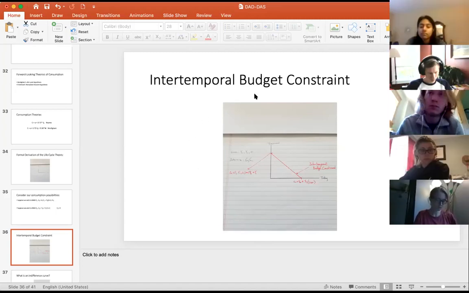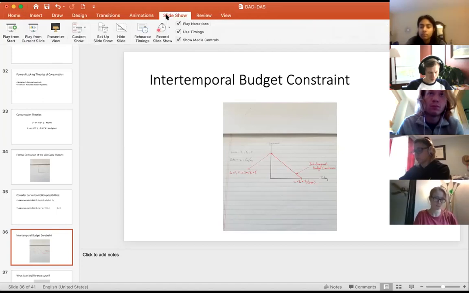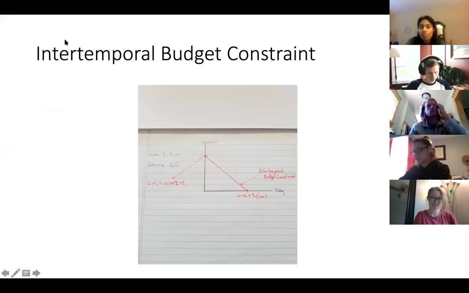Professor, could you make the graph a little bit bigger, please? Yes. Thank you. He says with more confidence than he actually feels. How about that? Does that help? Yeah, it does. Thank you.